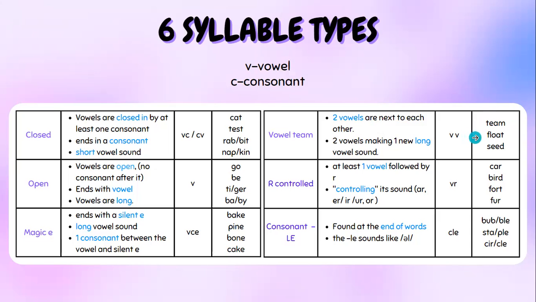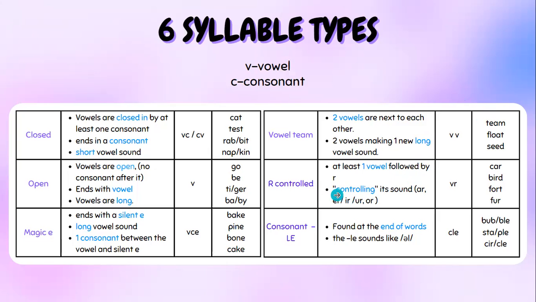There is one exception, actually a few exceptions, but a common exception to this rule is double O. And double O, instead of having a long O sound, it actually makes a long U sound, which is oo. So you can remember that exception, but usually the first vowel tells us what sound it is, and the second vowel makes it a long sound.